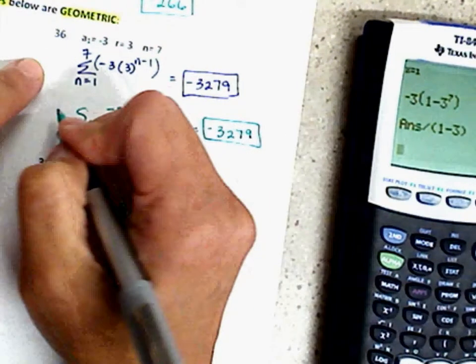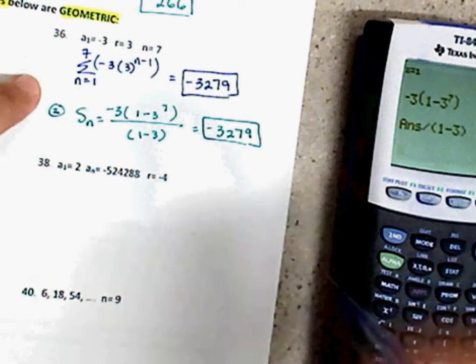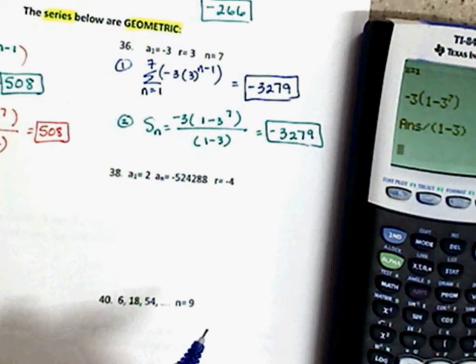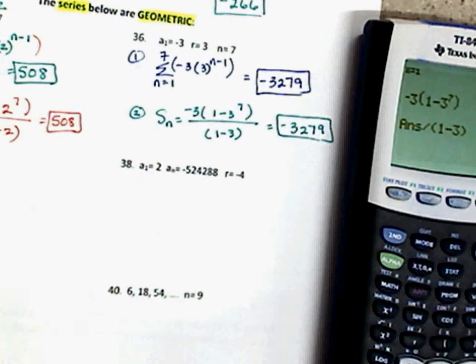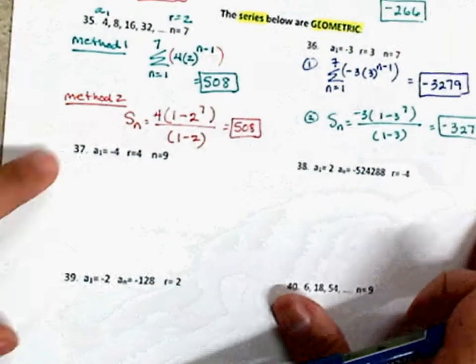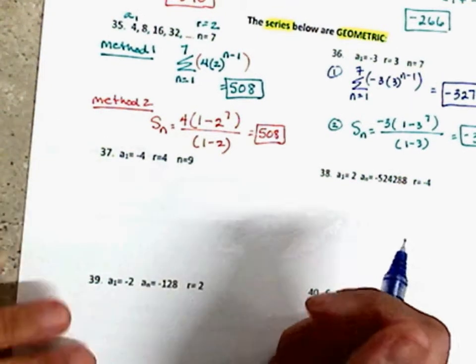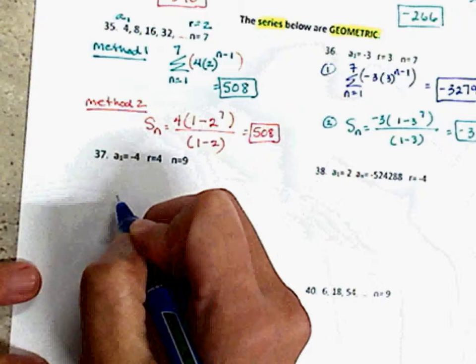Second method, first method. Doesn't matter which way you want to do it, okay? Or you could even write it out. All right, let's go to number 37. This one has an N, an R, and an A, okay? Geometric. It tells you it's geometric. I'm just going to do the sigma on this one, okay?